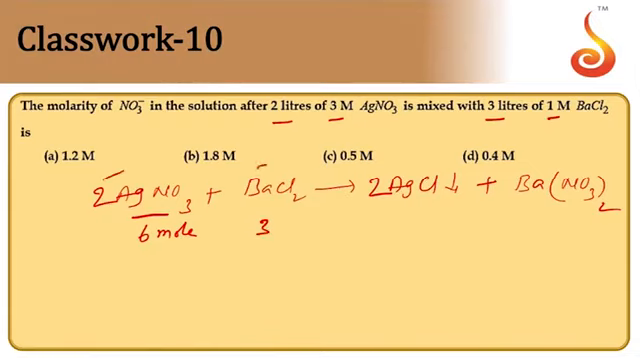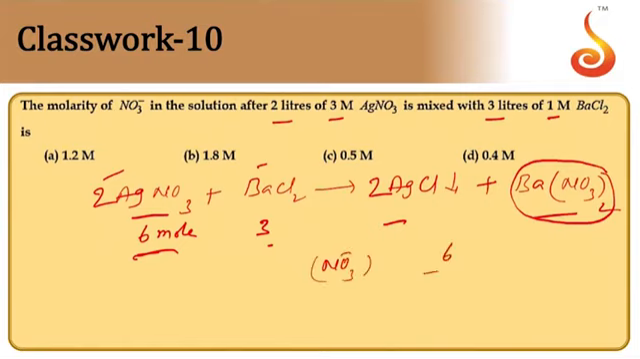So here 2 moles react with 1 mole, therefore 6 can react with 3 moles. The number of moles of AgCl formed will also be 6 here. The number of moles of Ba(NO3)2 formed will be 3 moles. 3 moles of Ba(NO3)2 will have altogether 6 moles of NO3 minus ions. So the number of moles of NO3 minus is 6 moles here.